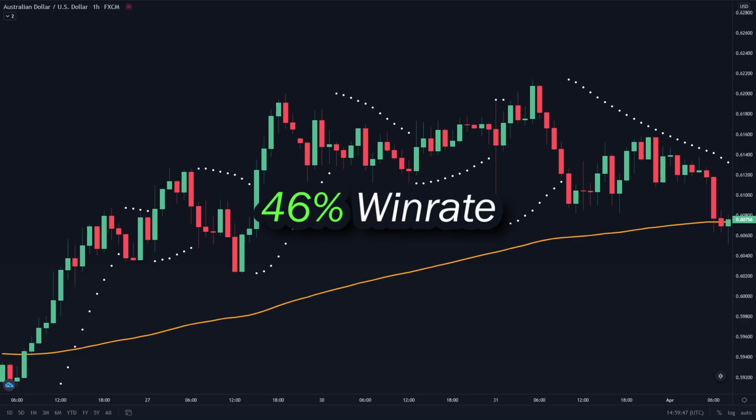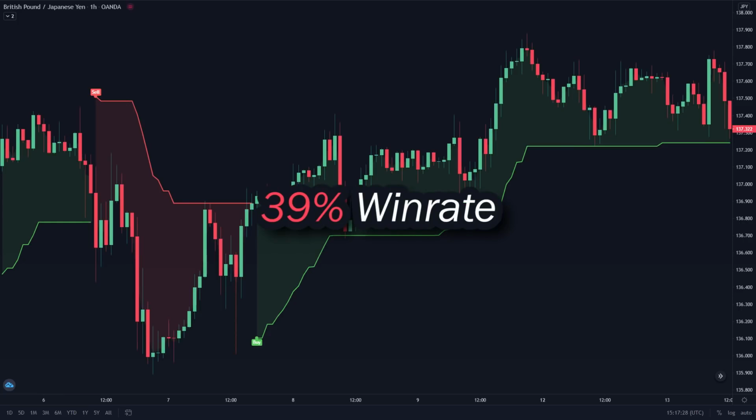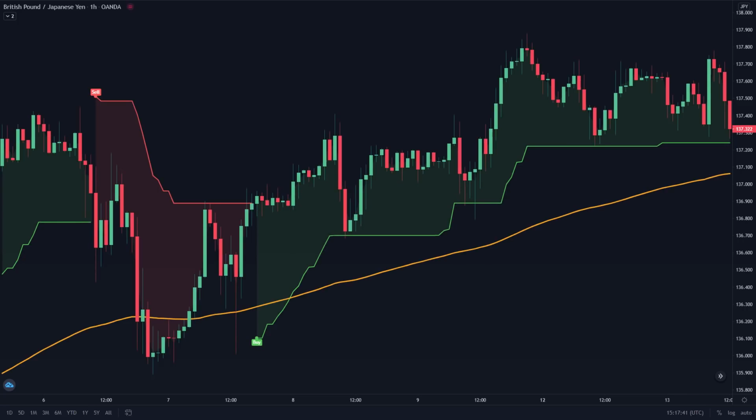It also works with other indicators as well. For example, the super trend. If you're trading only using the super trend indicator, it will give a win rate of only 39%. But if you combine it with a 200 EMA, it can boost that win rate to 48%. So adding the 200 EMA to any indicator can automatically increase its win rate.